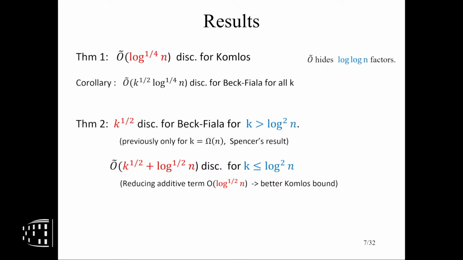And in fact, for Beck-Fiala, we can do a bit better because of this special 0-1 structure. So we can actually prove the conjecture and get a root k without any logs, if k is moderately large, bigger than log squared. Previously, it was known for a very narrow regime. And for the full regime, arbitrary k, we lose some additive root log n and some log factors. So basically, there's an improvement in the full regime.